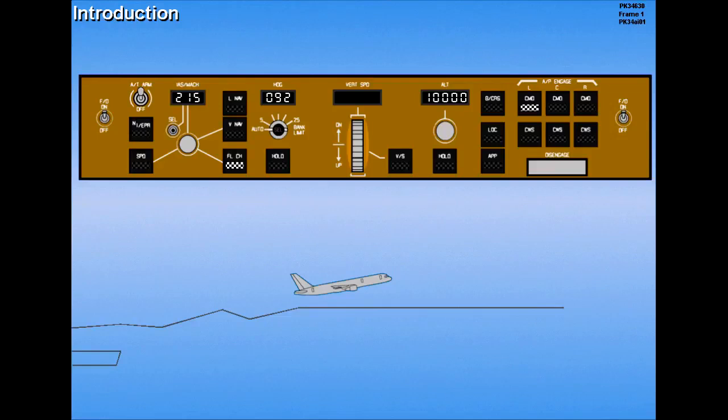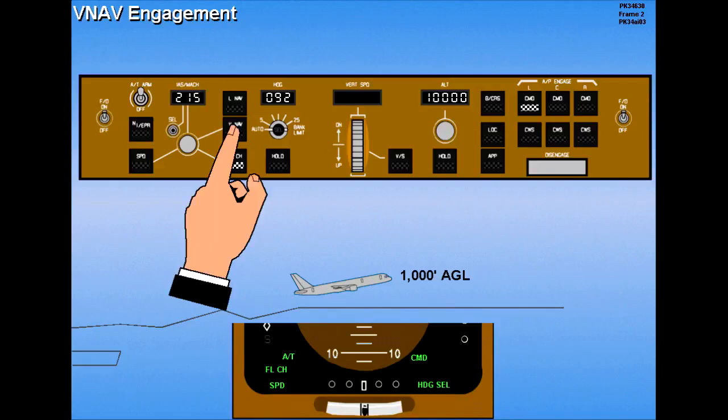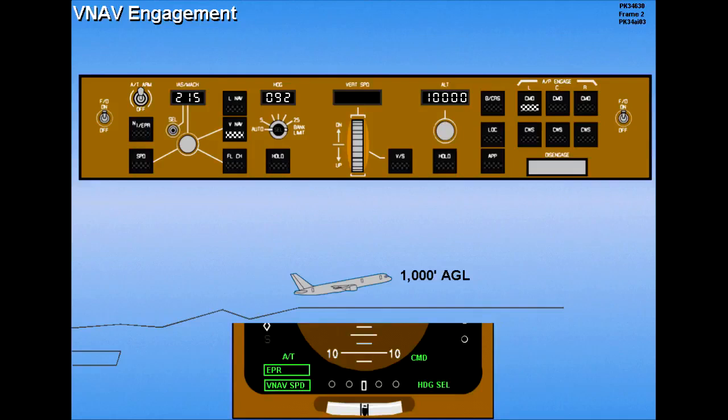Normally, the VNAV and LNAV modes are engaged shortly after takeoff. Let's first look at the VNAV engagement. The VNAV mode can be engaged as early as 1000 feet AGL by pressing the VNAV switch. VNAV engagement causes the speed window to blank, indicating that the FMC is controlling airspeed.